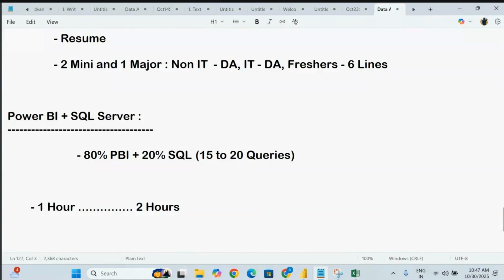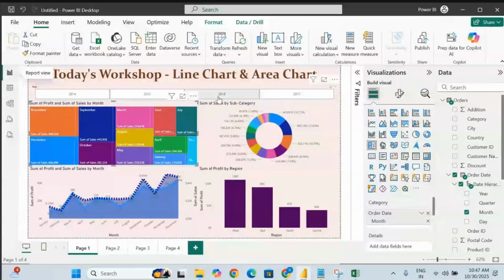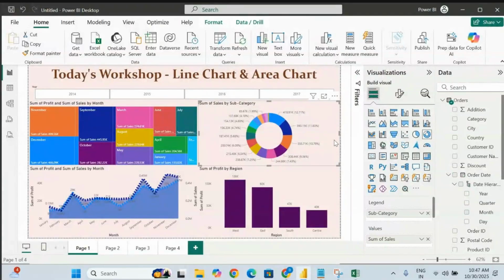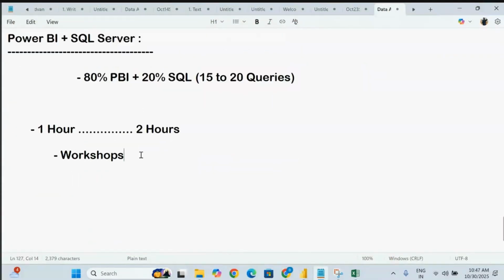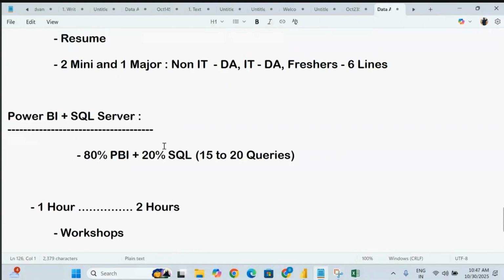Apart from this, what I want to let you know is that every week, 1 or 2 days, we are going to do 1 or 2 workshops. I will make you understand how to visualize your data, so we will do this workshop also. This helps you unlock your potential, creativity, and how you approach data. Fine, this is how you have to understand.